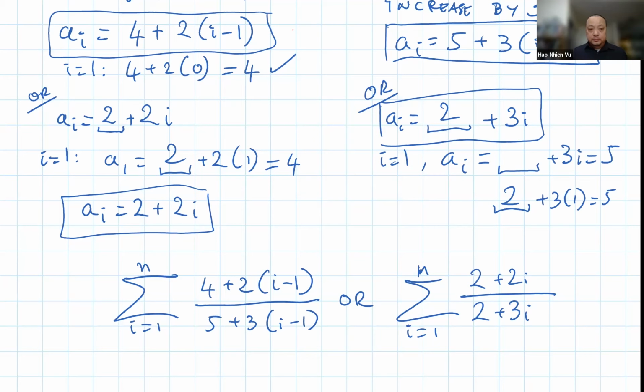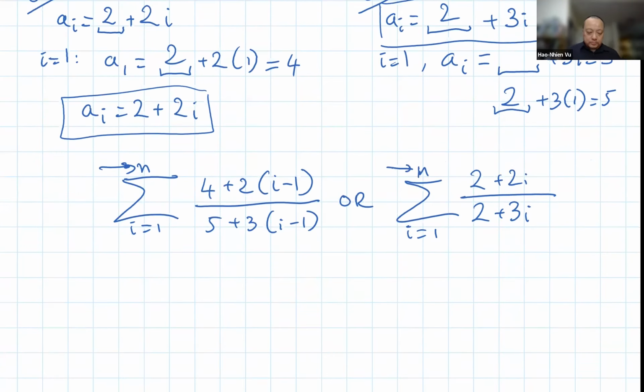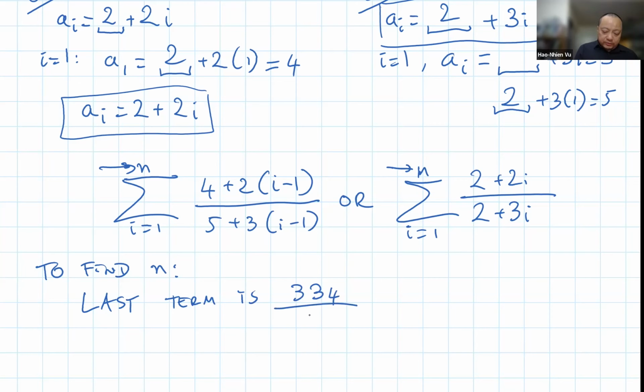Am I done? Almost. I'm still missing this number up here. I'm supposed to fill in that number. So to find n, I'll just look at the last number. n is the last number. The last term is 334 over 500. And that is supposed to be what I get when I plug in n. I'm going to use the first form. If you use the second form, it works the same way.